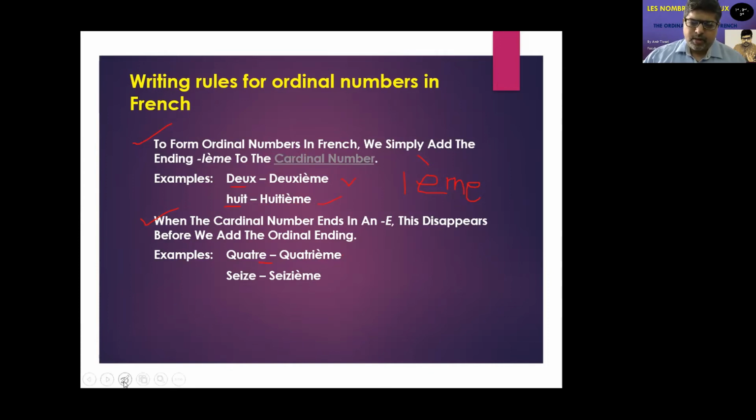Now, these are not the only rules that need to be followed. There are certain other rules. For numbers ending with E, the E disappears and we add the ordinal ending. Likewise, quatre becomes quatrième: there is a drop of E and you add the simple suffix, I, E acute accent, M, E. Seize, that is 16, becomes seizième. So any number can be converted into an ordinal number by placing I, E, acute accent, M, E.